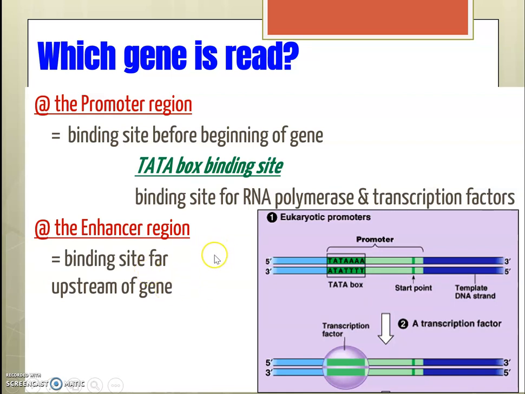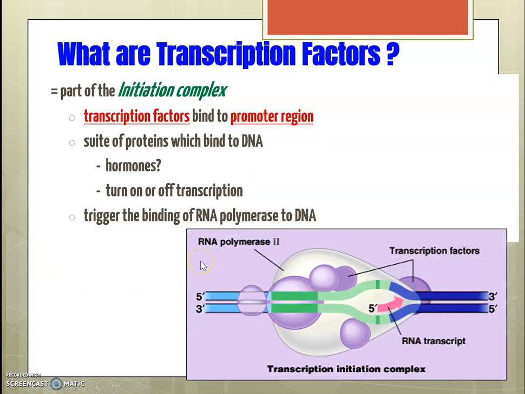Then the enhancer region is the binding site that's far upstream of a gene. That just basically means that it turns the transcription on high. So what are transcription factors? Transcription factors are part of the initiation complex. They bind to the promoter region, and they are a suite of proteins that bind to the DNA. These are the proteins that trigger the binding of RNA polymerase to DNA. Think of them as markers. It's like, hey, RNA polymerase, you're going to be here. If they're there, they're the ones that can turn on or turn off transcription.